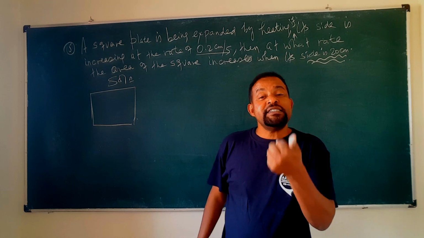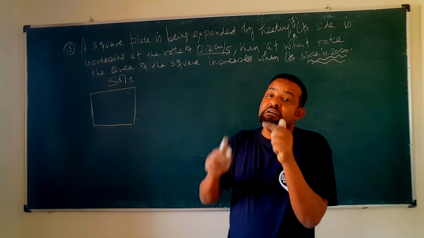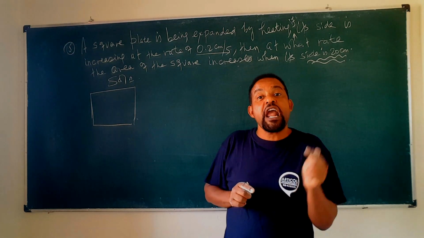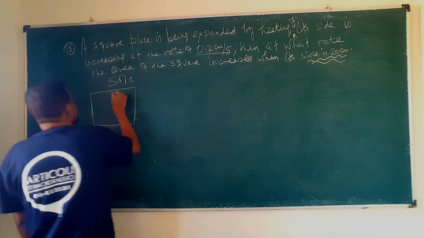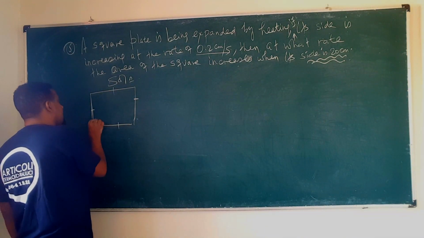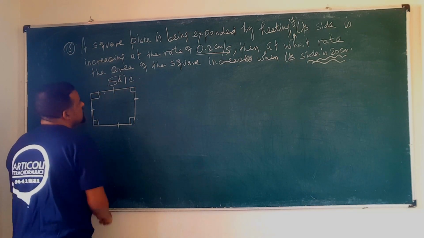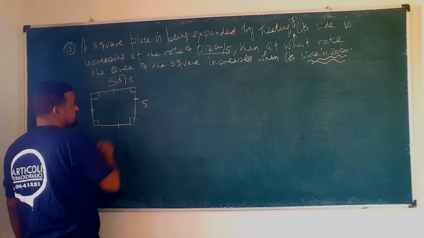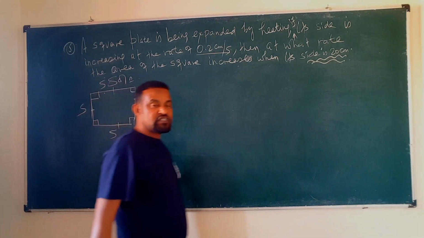Or a square is a rectangle. Square is a rectangle ካለ እያንዳንዱ አንግሎቹ 90 ዲግሪ ናቸው. In which all of its sides are equal or congruent. So square means all of its sides are equal and all of its angles are what? 90 degree. So suppose this S is the side of the square, okay? Suppose S is the size of the square.